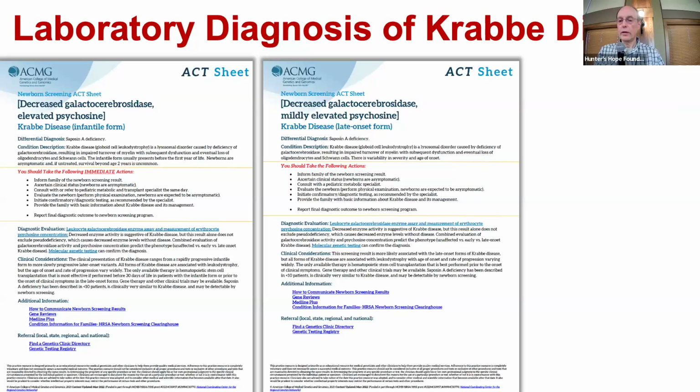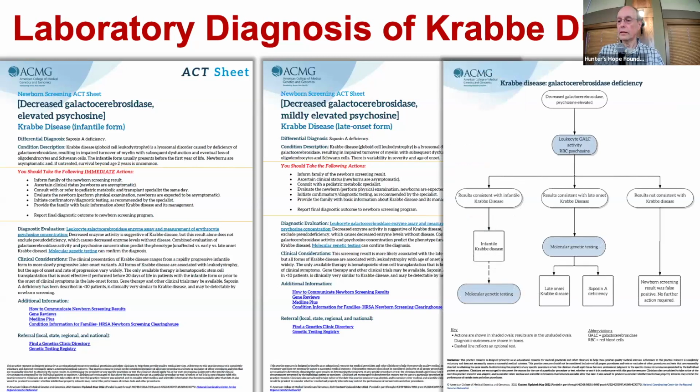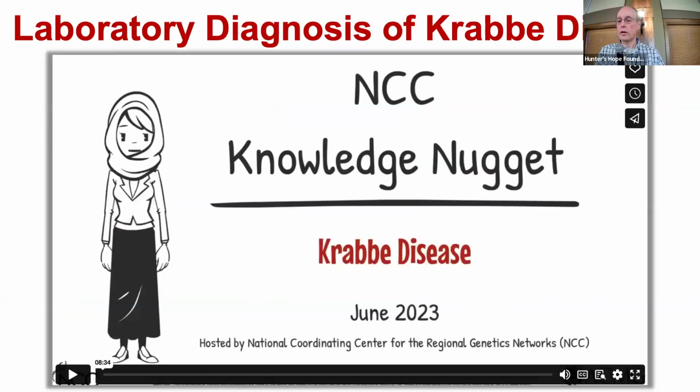And then there are 2 ACT sheets, one for the infantile form, which is basically an emergency, and for the later onset variants where you have a little bit more time. And there's an algorithm of what test you order next to figure this out as quickly as possible. And Amy Gaviglio created one of these knowledge nuggets that in an 8-minute video tells you everything you need to know about Krabbe disease when you get an abnormal result and need to talk to the family about what the heck is Krabbe disease.